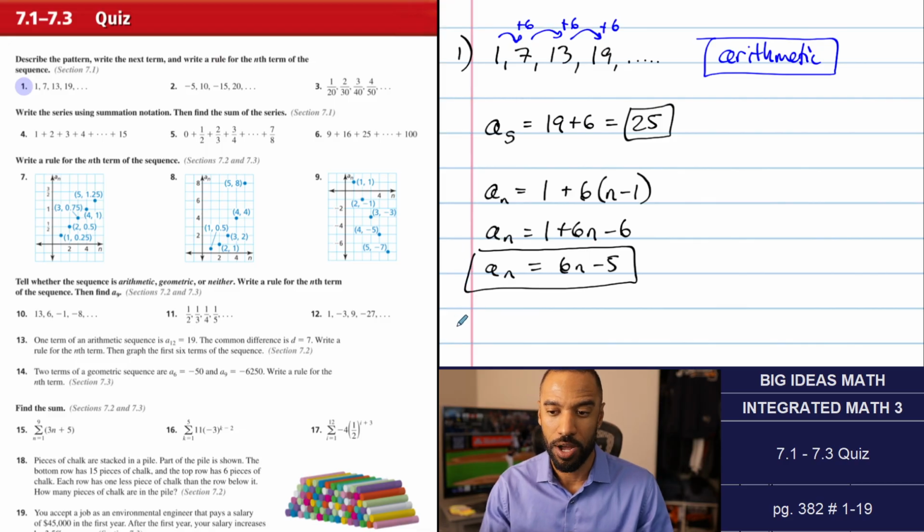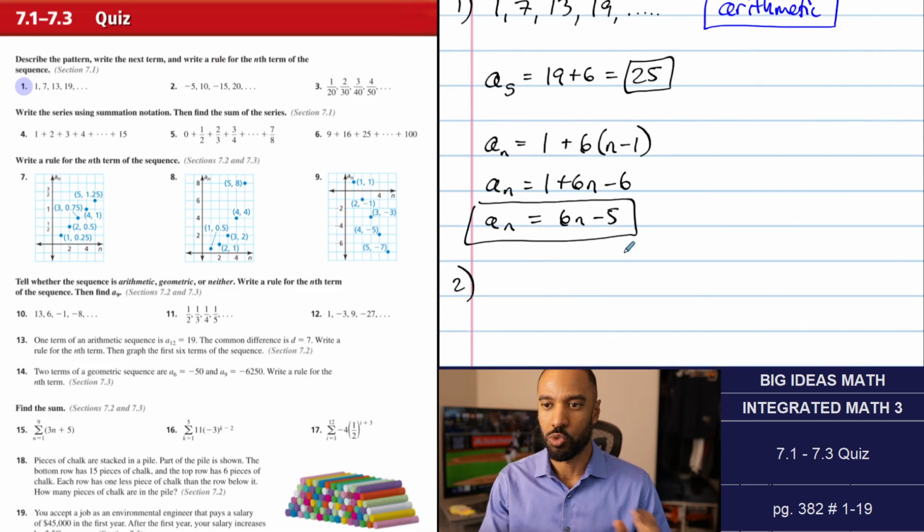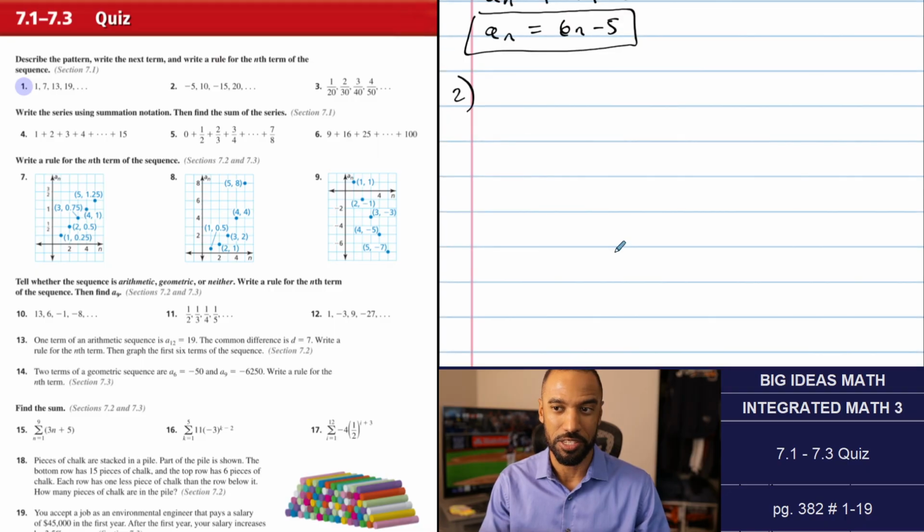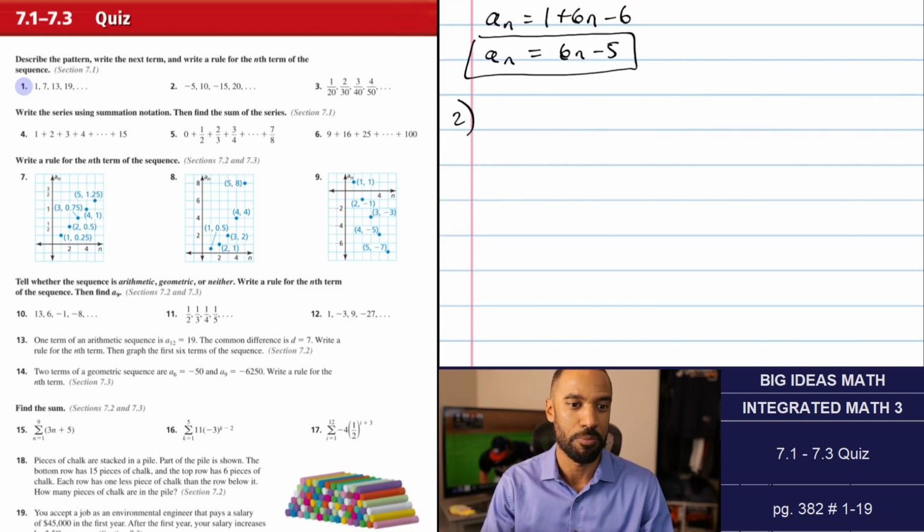For whatever reason, in 7.1, I gotta ask the bookmakers what they were doing with it, introducing arithmetic sequences in 7.2, yet using questions of arithmetic in 7.1. I don't know.